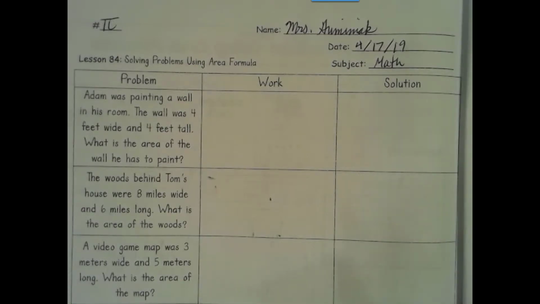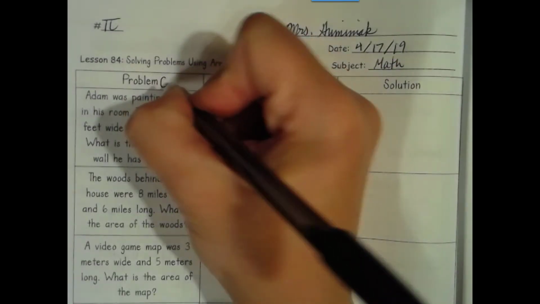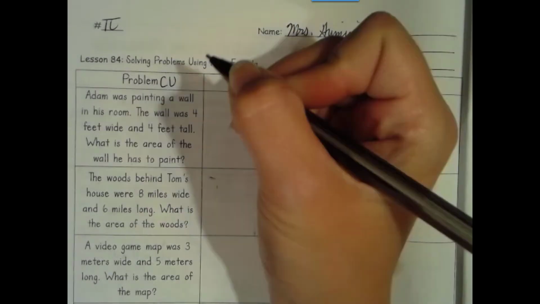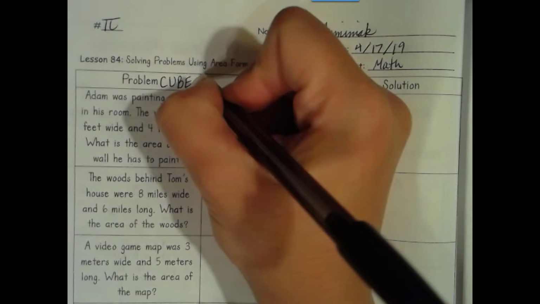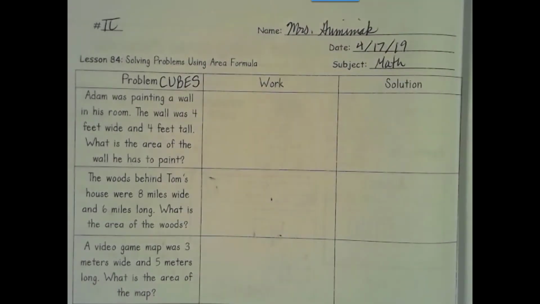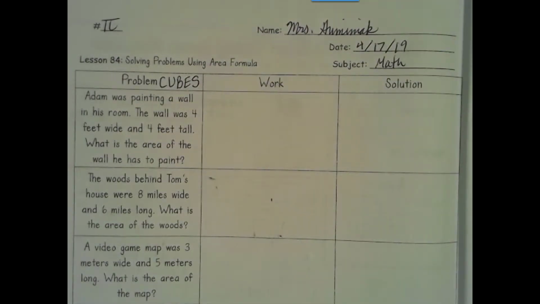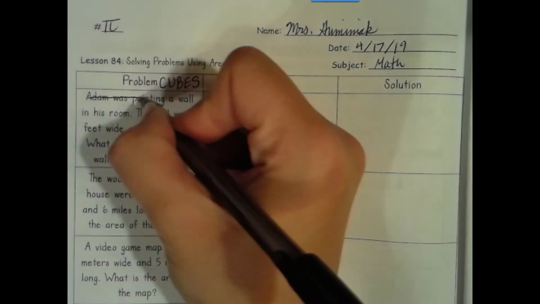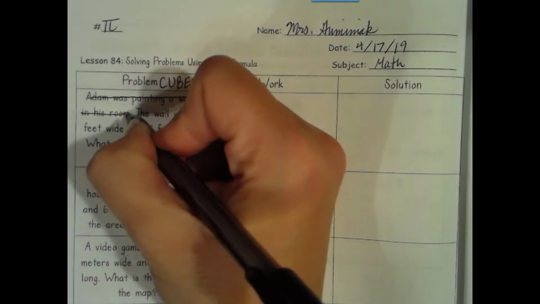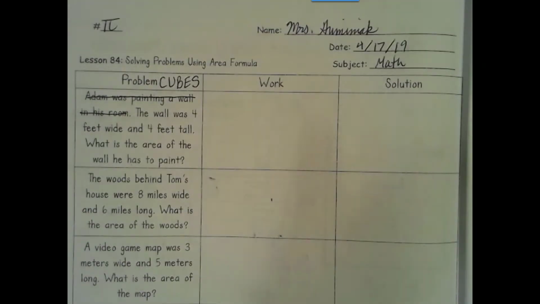Adam was painting a wall in his room. So remember, we're using cubes. Circle our numbers, underline our question, box our keywords, eliminate unnecessary information, and solve. That's our way we annotate our problems. It really doesn't matter that he's painting his wall. The only thing that it lets us know is that it's inside.